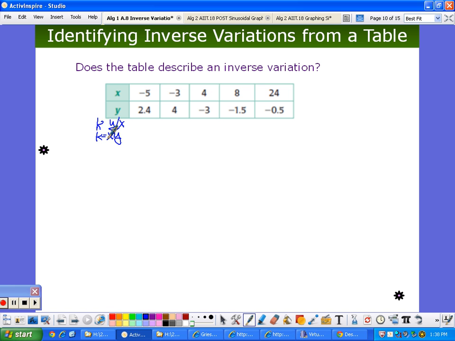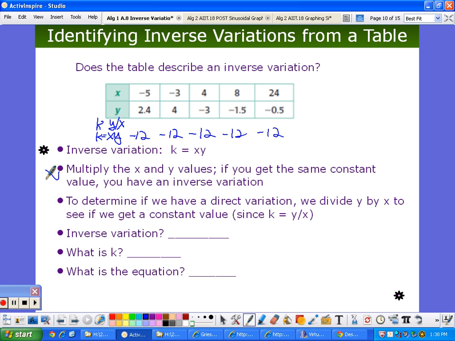What's negative 5 times 2.4? Negative 12. What's negative 3 times 4? 4 times negative 3. 8 times negative 1.5. Wow, negative 12. 24 times negative half. So is my K the same when I multiply the x and the y? Yes. Okay, so I multiplied, I got the same value. Is this an inverse variation? Absolutely.